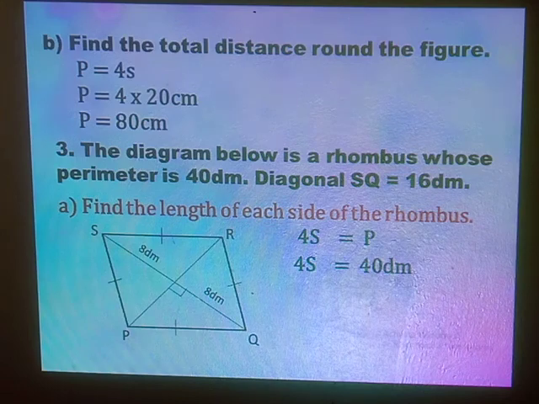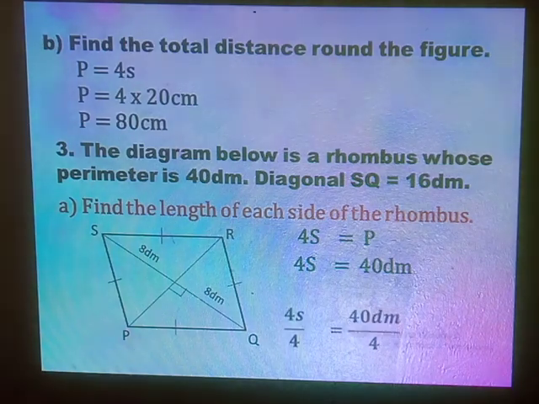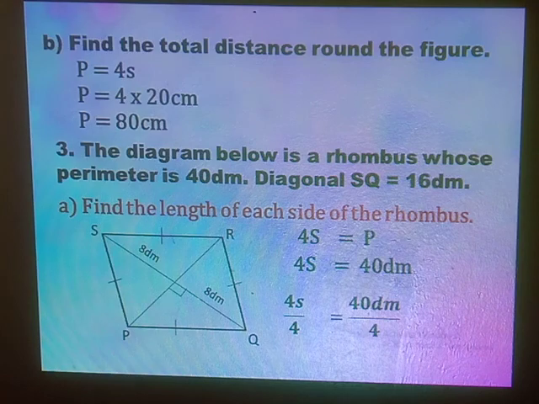Remember, we are looking for the value of s. So what do we do when we reach there? Between 4 and s, we have multiplication. So the opposite of multiplication is division. So we divide both sides by 4. 4s divided by 4 is equal to 40 decimeters divided by 4. So let's begin on the left hand side. We need to divide by 4. 4 divided by 4 shall get 1. Let's go to the right hand side. 40 and 4 are also divisible by 4. So 4 divided by 4, you get 1. How many groups of 4 are in 40? Let's divide and see.